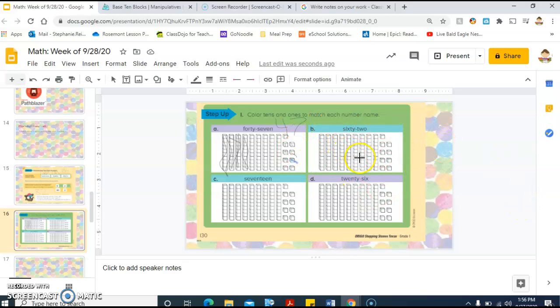Now let's try for 62. Again, we see 62, that means I have a 6 in the tens position and a 2 in the ones position. We're going to think, how many rods do we color in and how many units do we color in? Pause the video while you think about that.